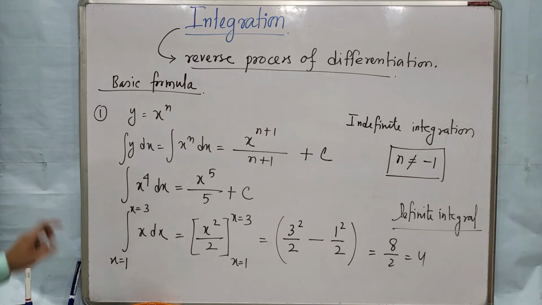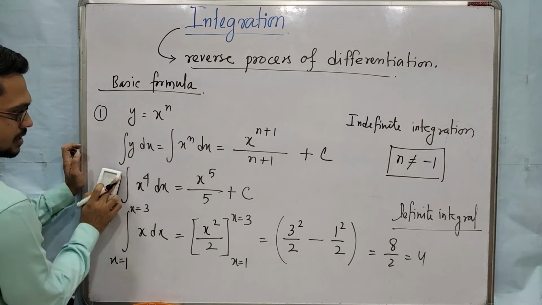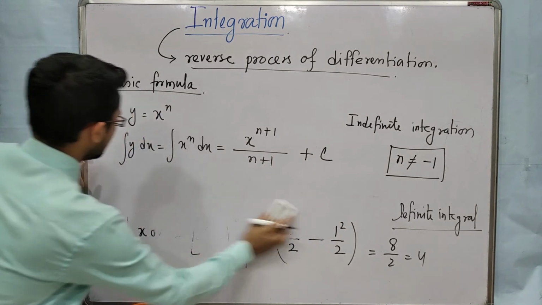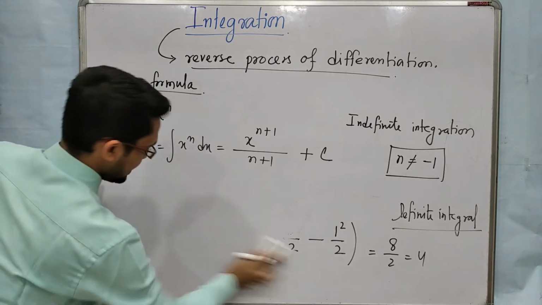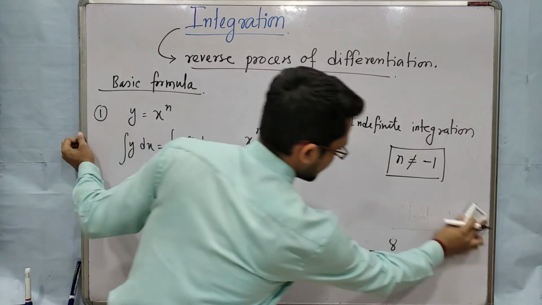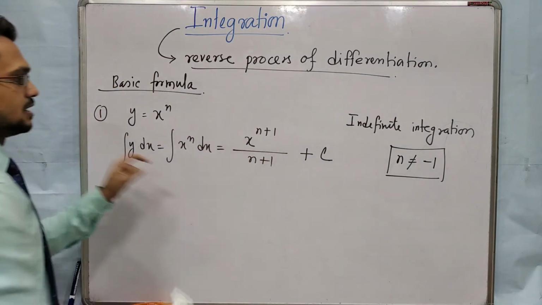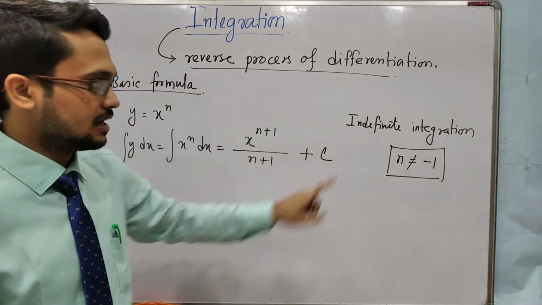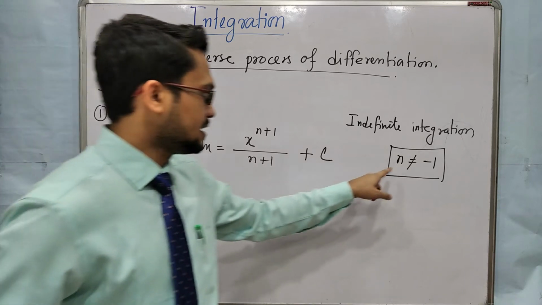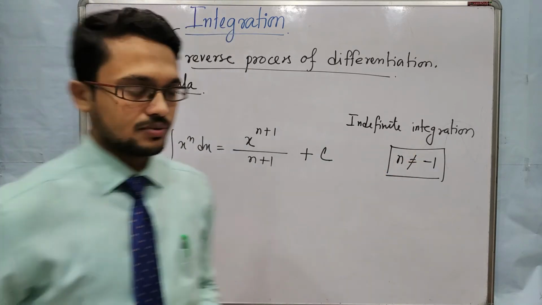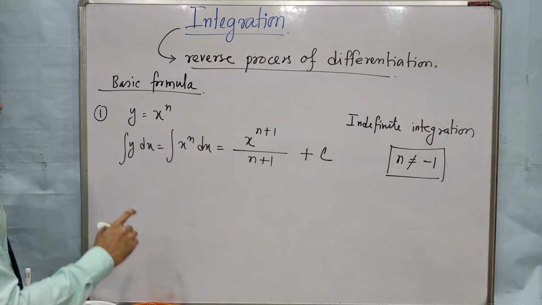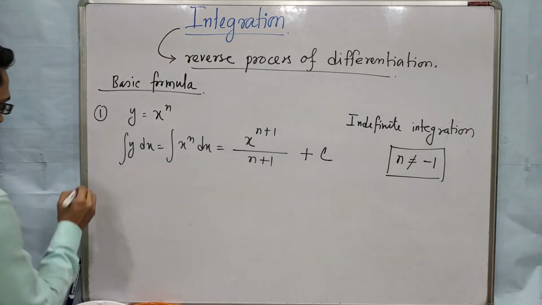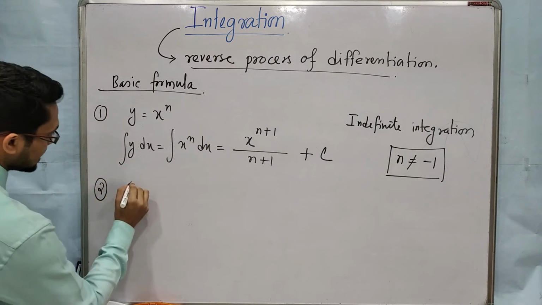So I think you have understood and you can remember the formula now. The formula is integration y dx equal to x to the power n dx equal to x to the power n plus 1 by n plus 1 plus c if it is indefinite integration, and n should not be equal to minus 1. Now, if n equal to minus 1, then what will happen? So second, n equal to minus 1.